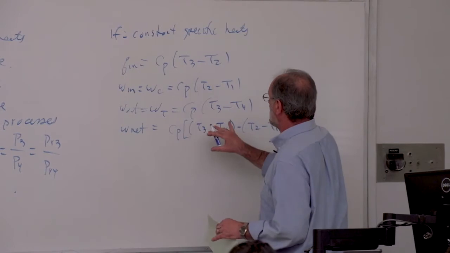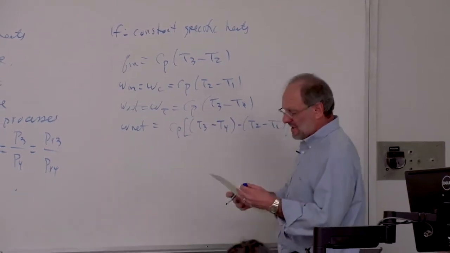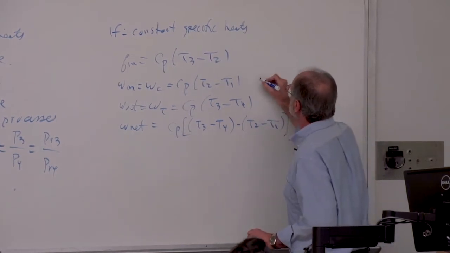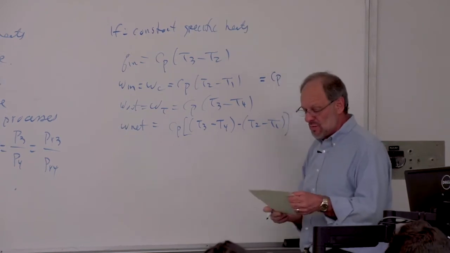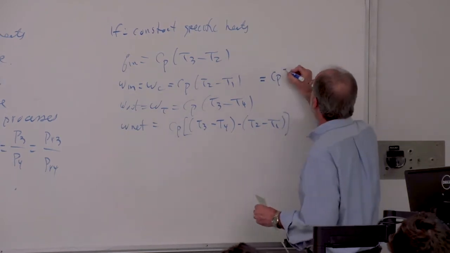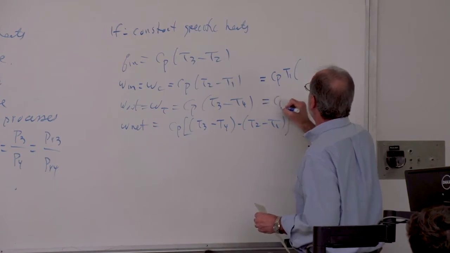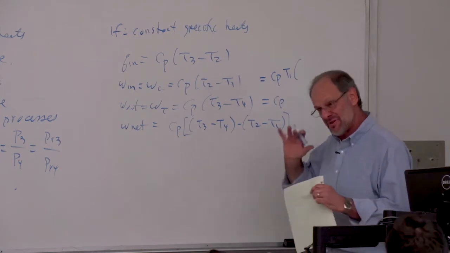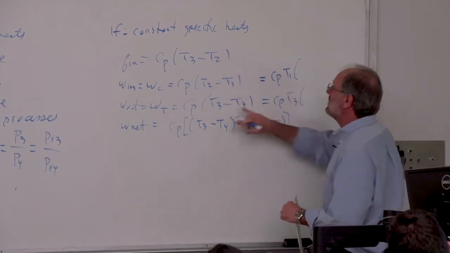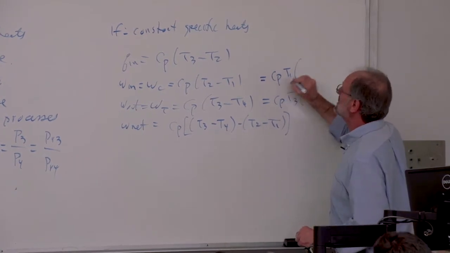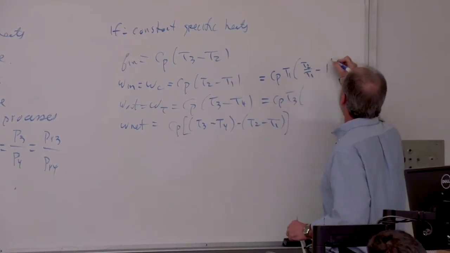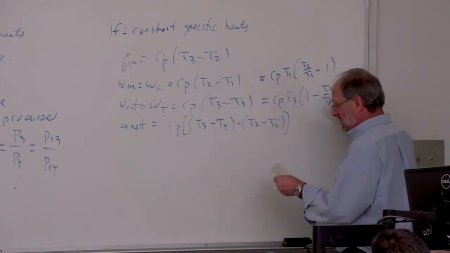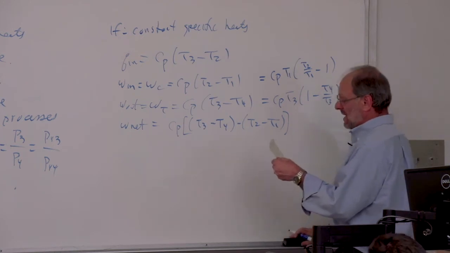These are the general equations. I don't want to change those, but I do want to just make a couple of notes here. If we look at the work out and the work in terms, what I want to do is factor a T1 out of the work in term, and I'm going to factor a T3 out of this work term. So for work in, we get CpT1 times T2 over T1 minus 1, and here for T3, we get 1 minus T4 over T3. Oh, in fact, I think I did not do that right.